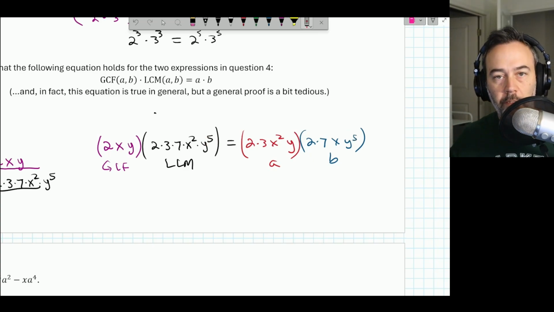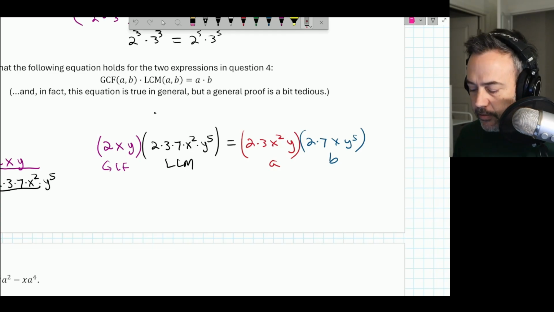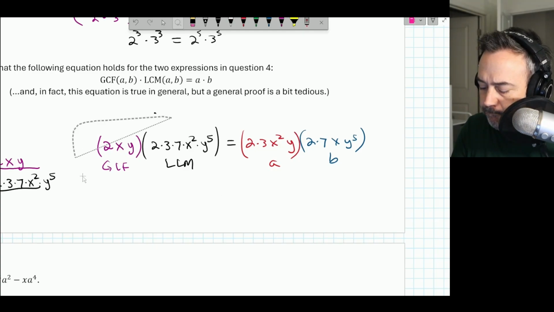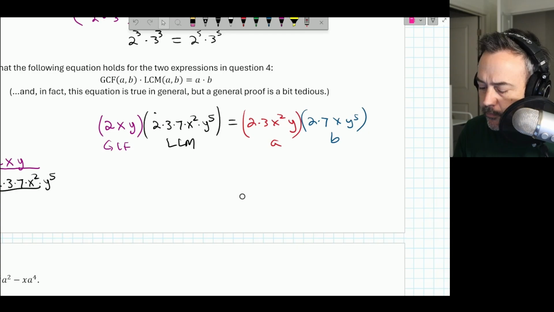This game will always work out like this, no matter what two integers you pick and no matter what two expressions you pick, polynomial expressions with integer coefficients. Okay. By the way, this also justifies why.